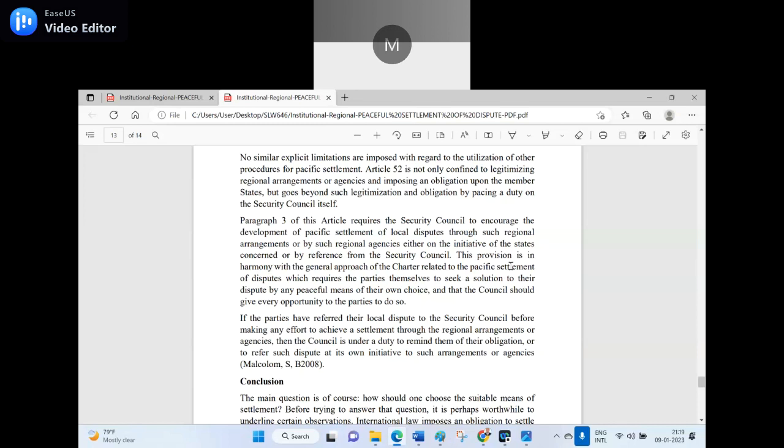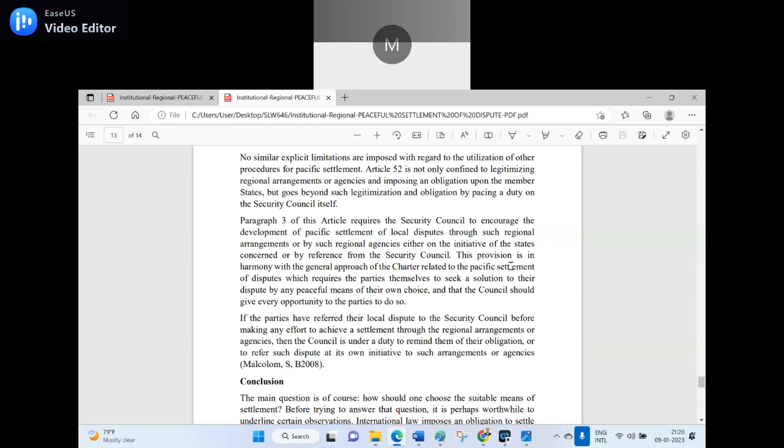You cannot approach the Security Council directly. You should resolve the issues. Those who are party to the agencies or the regional institutions, they follow some mechanism and see that the matter will be resolved. So if the parties have referred their local disputes to the Security Council before making any effort to achieve a settlement through the regional arrangements or agencies, then the Council is under a duty to remind them of their obligations or refer such a dispute on its own initiative to such arrangement or agency.